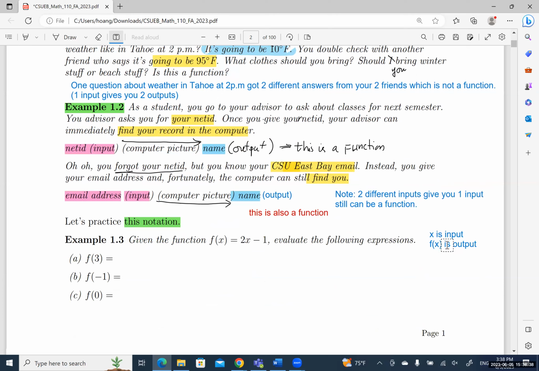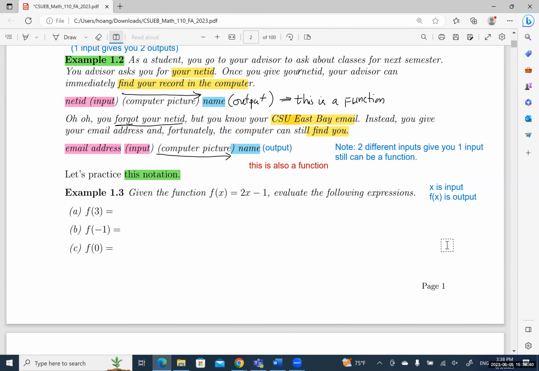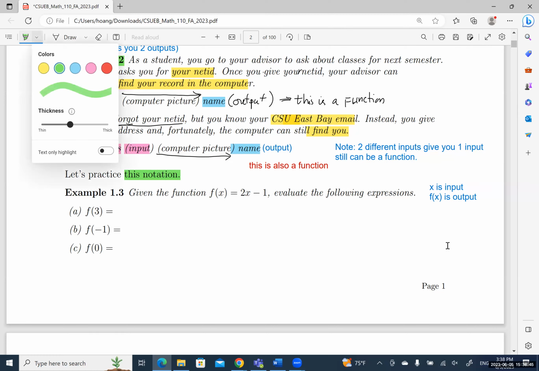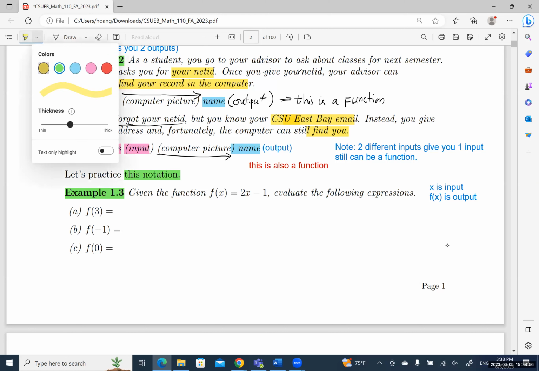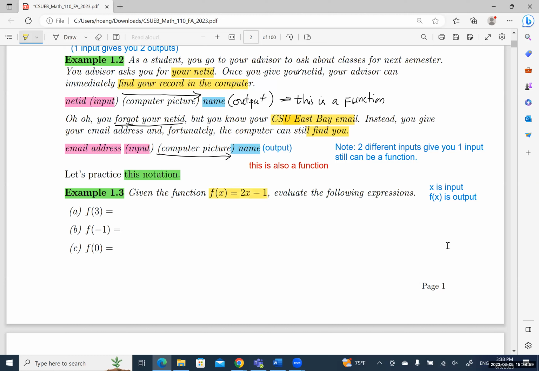So let's move down to practice on the next examples. For example, 1.3. I give you a function. The function is f(x) equal to 2x minus 1. And I want you to do what? I want you to evaluate the following expression.